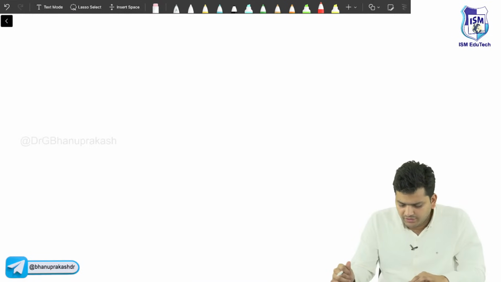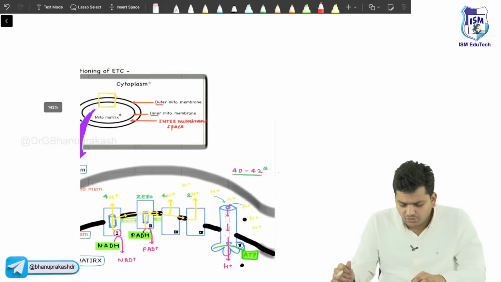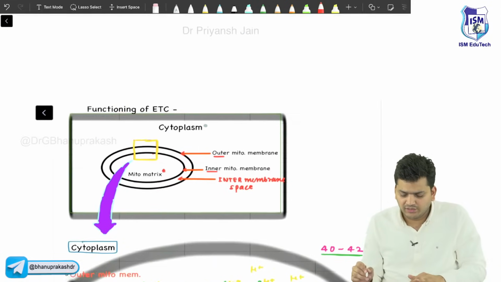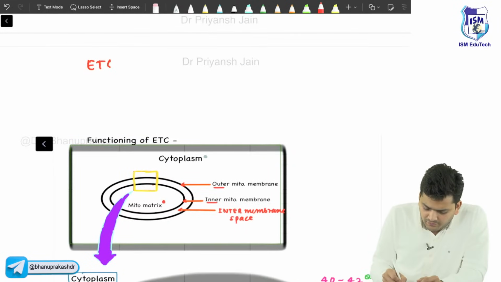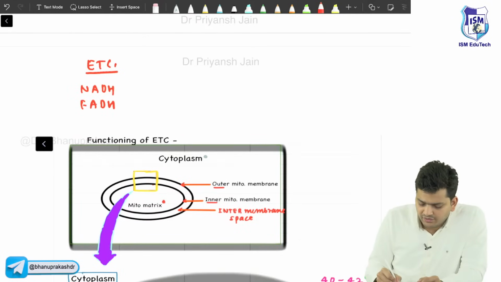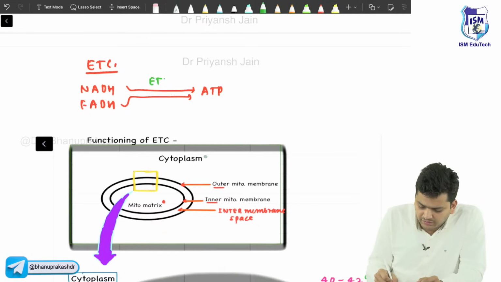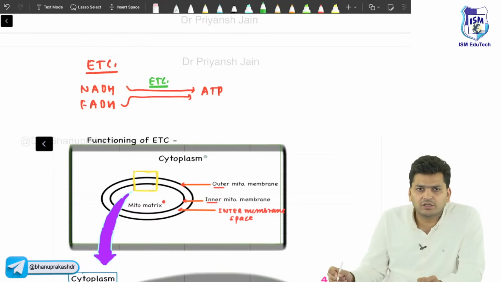Okay. The next is a very important topic, electron transport chain. What is electron transport chain? See, we know that NADH and FADH are converted into ATPs, because we can consume the energy only in the form of ATP, and this process occurs via the electron transport chain.